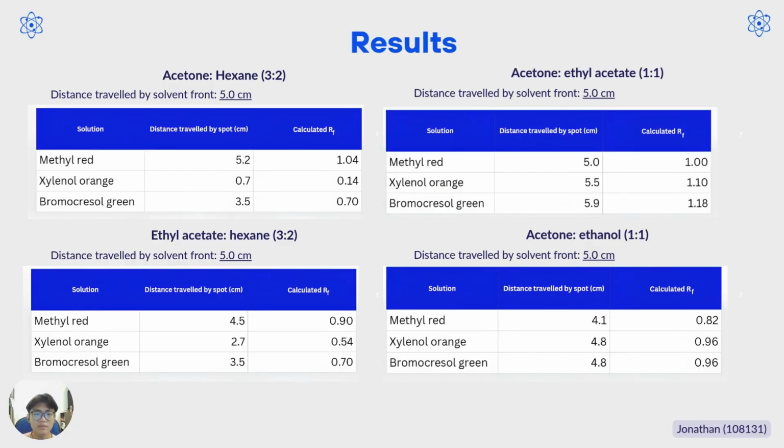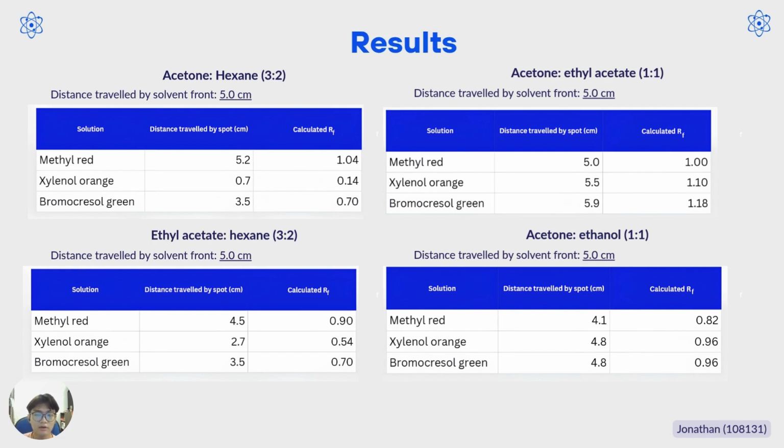So I will be explaining our results. For our results, we will be evaluating the separation performance of six different mobile phase solvents on three specific dye solutions, which are methyl red, xylenol orange, and bromocresol green. For all the setups, the solvent front distance was tracked at 5 centimeters.